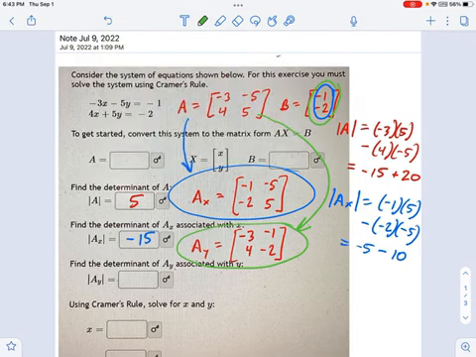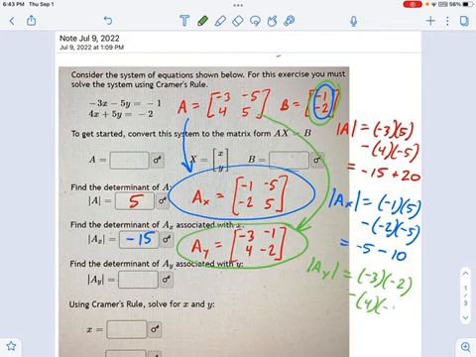And the last one, same process. The determinant of AY equals negative 3 times negative 2 minus 4 times negative 1. Okay, and that equals 6 minus negative 4, so that's 6 plus 4. That is 10. Okay, we have all these determinants, and here's where Cramer's rule comes in very handy.